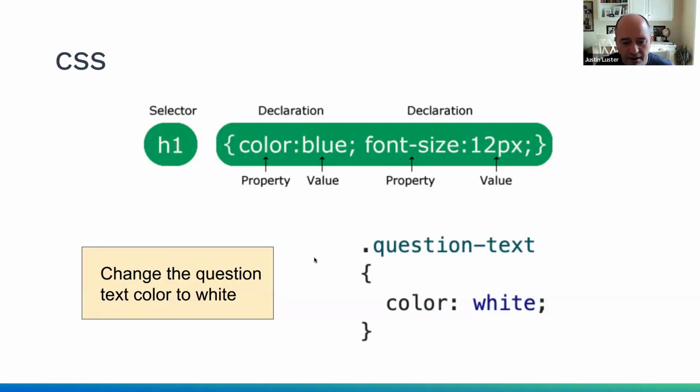Okay, down below here, this is just a little snippet of CSS. So I'm saying, hey, everywhere where I have question text, and you notice this is a class name, and class names you start with a dot. So it's dot question dash text. Every invisible rectangle on the screen that has the class question text, I want to change your text color to white.